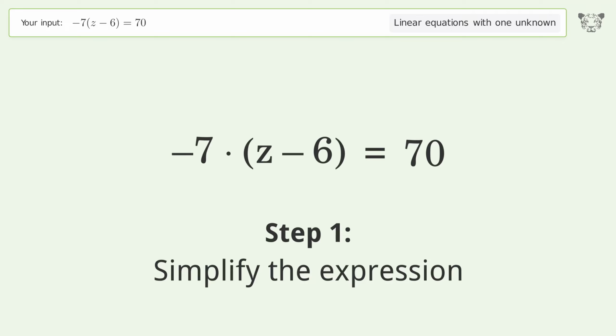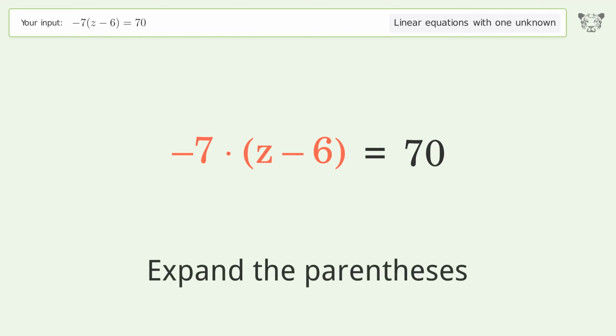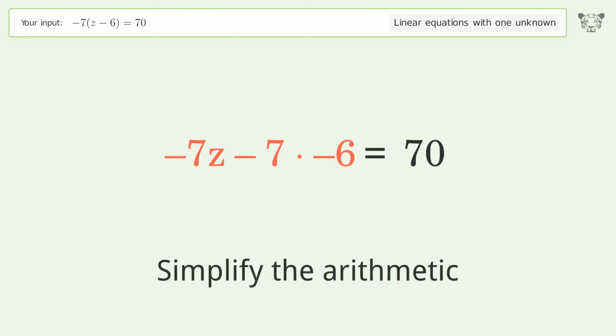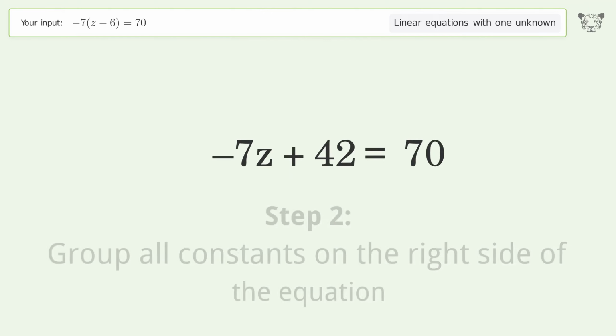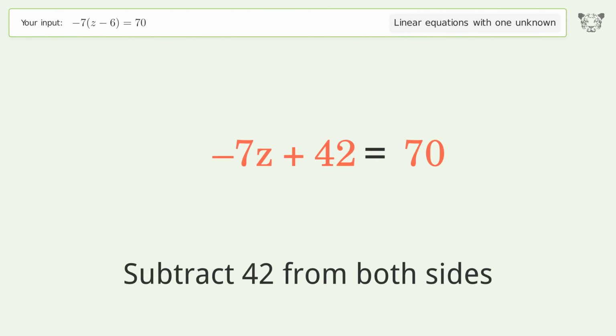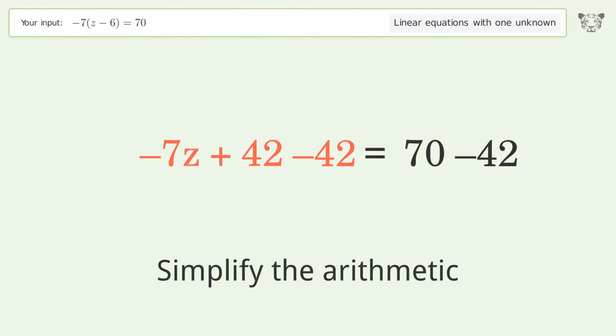Simplify the expression. Expand the parentheses. Simplify the arithmetic. Group all constants on the right side of the equation. Subtract 42 from both sides. Simplify the arithmetic.